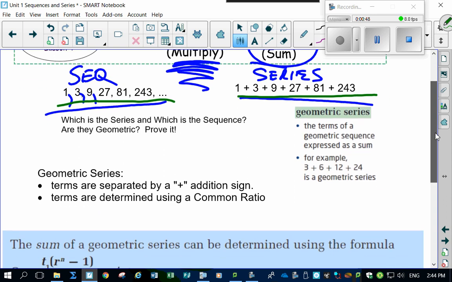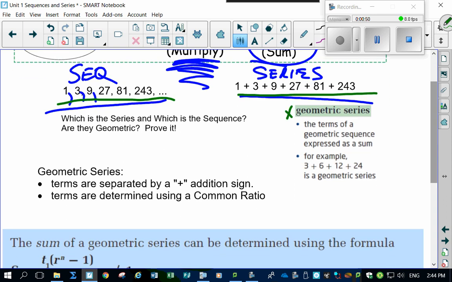Now, look at the definition. Geometric series is where the terms are expressed as a sum. So all you got to do now is figure out how you're going to add them together. So looking at the technical definition, replace the commas with a positive, positive meaning adding. Terms are determined by, yep, the common ratio.